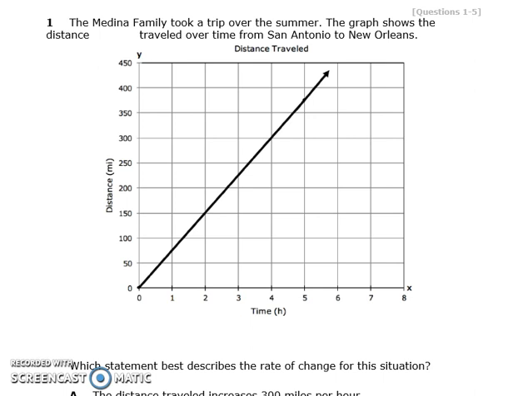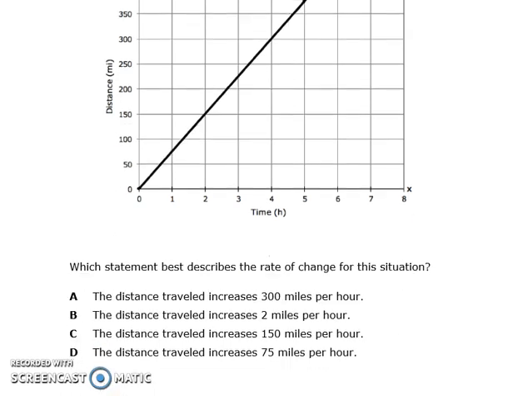Number 1. The Medina family took a trip over the summer. The graph shows the distance traveled over time from San Antonio to New Orleans. Which statement best describes the rate of change for this situation? A. The distance traveled increases 300 miles per hour. B. The distance traveled increases 2 miles per hour. C. The distance traveled increases 150 miles per hour. Or D. The distance traveled increases 75 miles per hour.